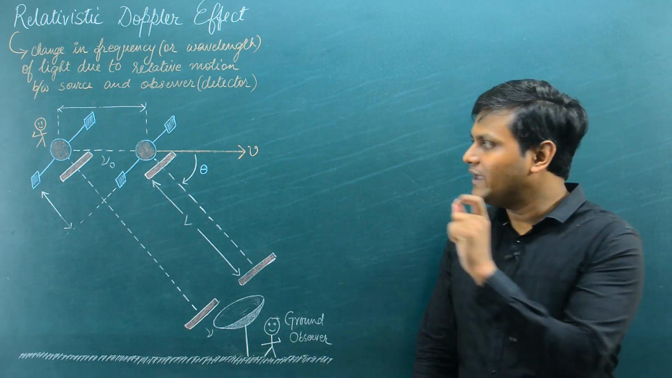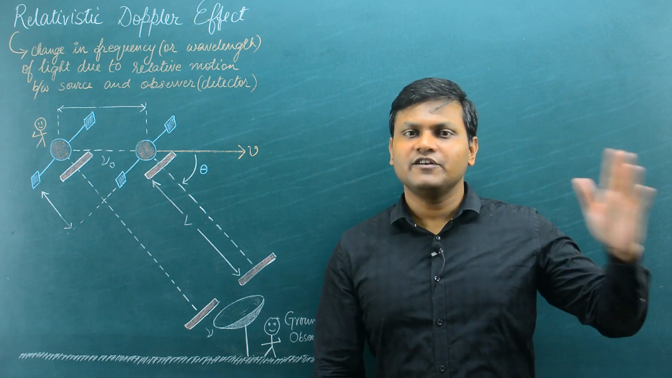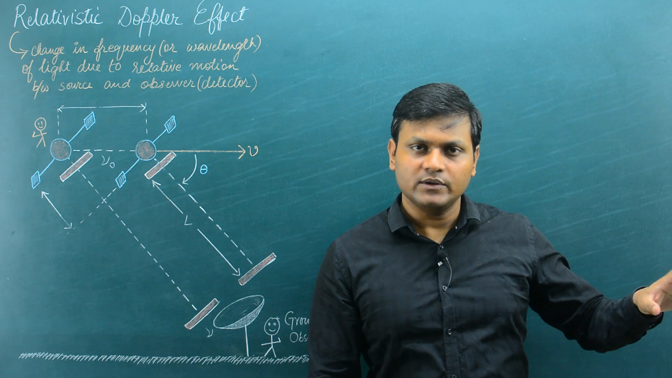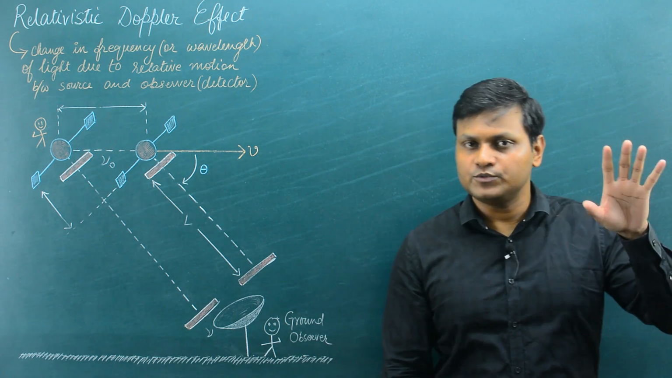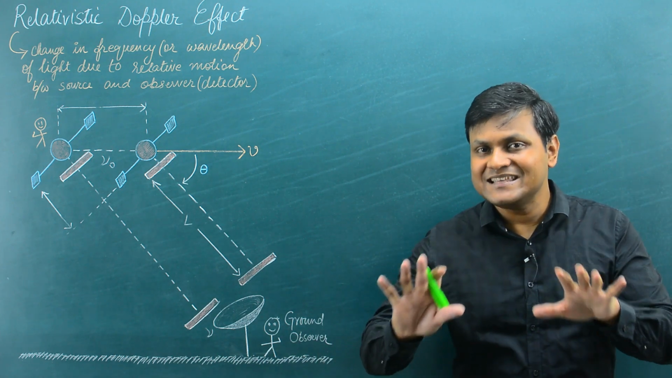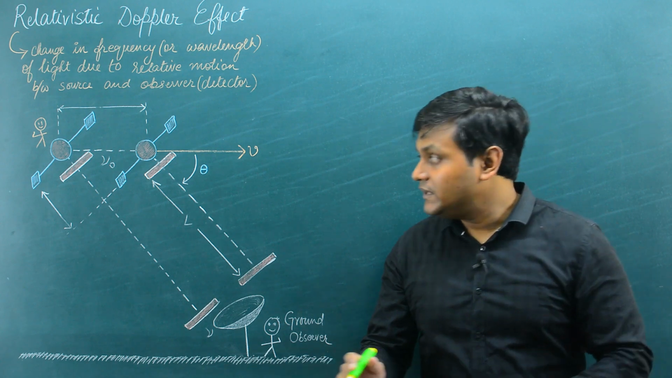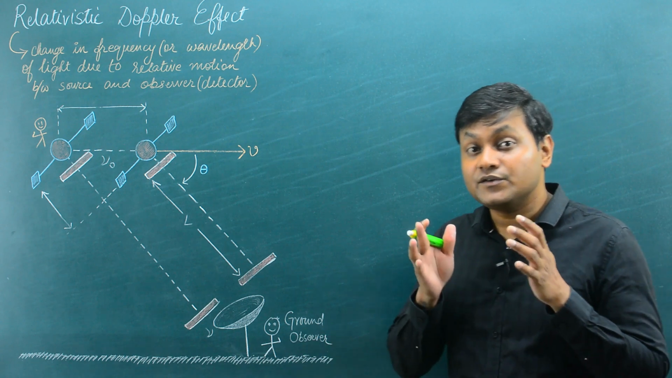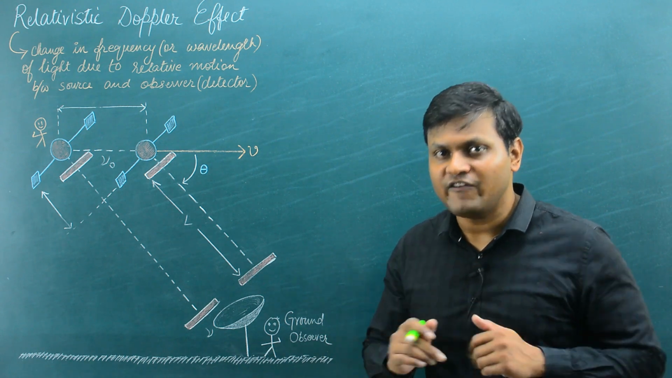However, the reason why this happens is much different from the classical Doppler effect of sound. In the case of sound, the change in frequency happens due to the relative motion of the observer and the sound waves in that particular medium. But in the case of light, the change in the frequency actually arises as a result of time dilation effects.